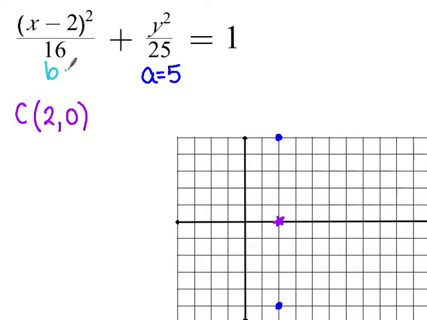So I'm going to go 4 horizontally. How many did you go over? 4. Okay? All right. So we're going to be moving on to the next one.